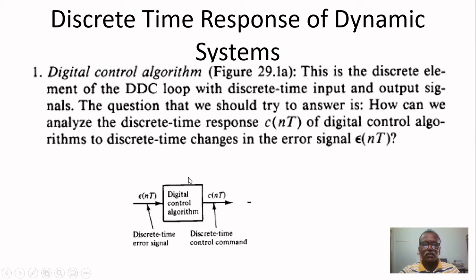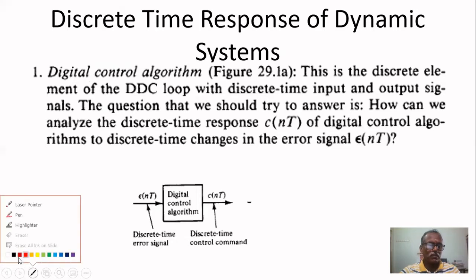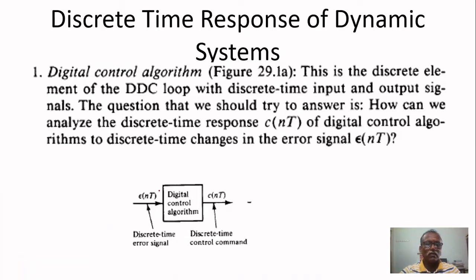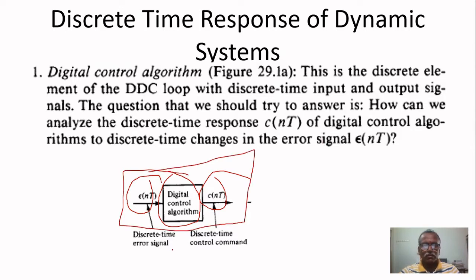If you see the digital control algorithm, it is a discrete system. For that, if you give discrete input, it will give discrete output. So how to analyze a digital control algorithm in a discrete time system, that we'll see today.